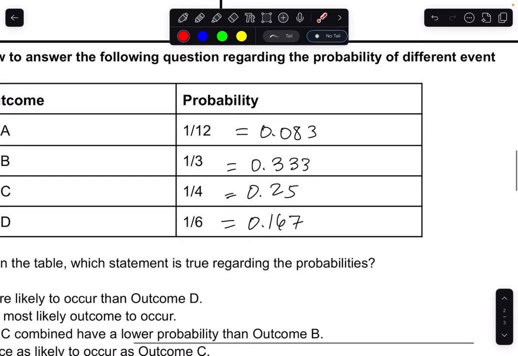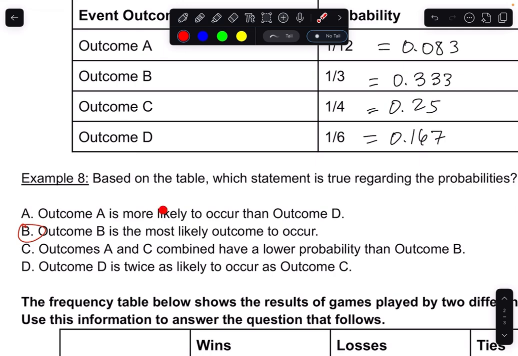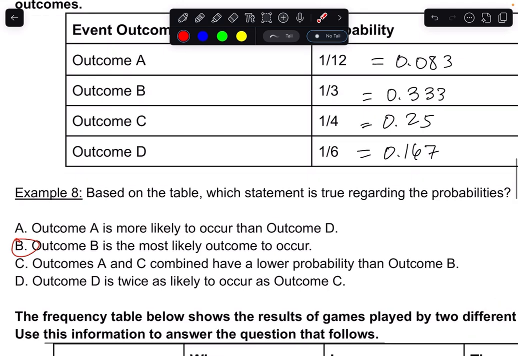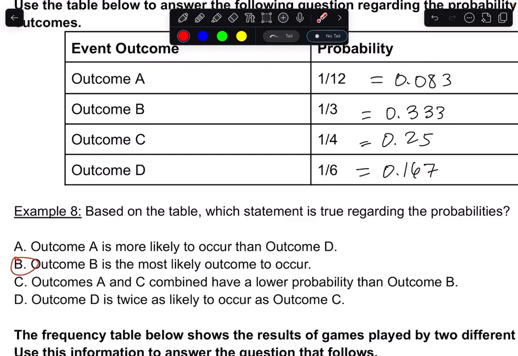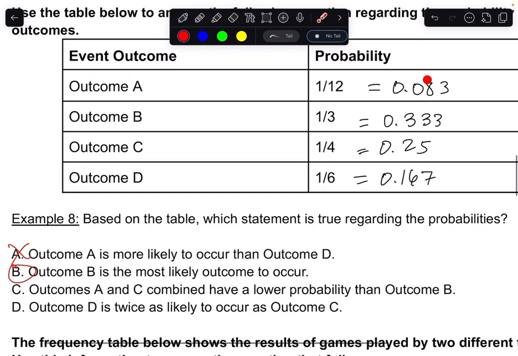So answer choice A, outcome A is more likely to occur than D. Definitely not. So it can't be A. I know I just said B was the answer, mainly because look, B is 0.3 repeating. That's definitely bigger than all the other ones.